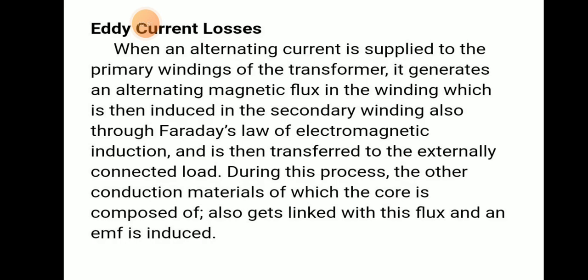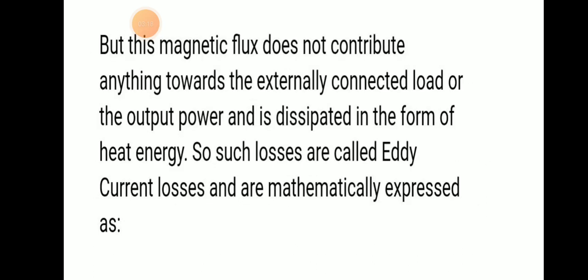Eddy current loss. When an alternating current is supplied to the primary winding of the transformer, it will generate an alternating magnetic flux in the windings. It will then induce the secondary winding through Faraday's law of electromagnetic induction, and then it is transferred to the externally connected load. During this process, other conducting materials of which the core is composed get linked with the flux, and thus an EMF is induced. But this magnetic flux does not contribute anything towards the externally connected load or output power, and is dissipated in the form of heat energy. Such loss is known as eddy current loss.